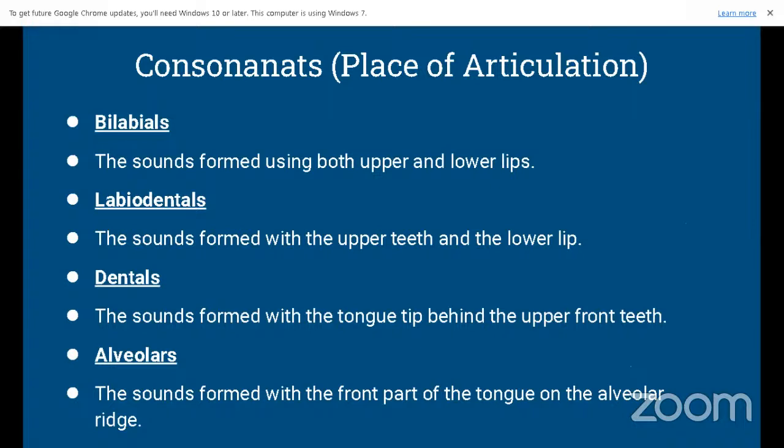Okay, right. Now, place of articulation, the consonants.